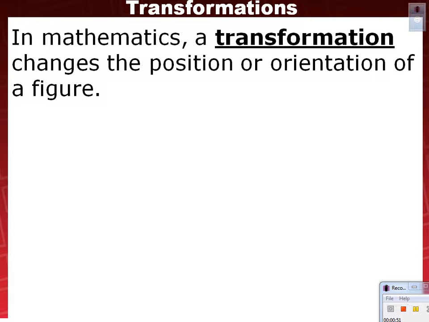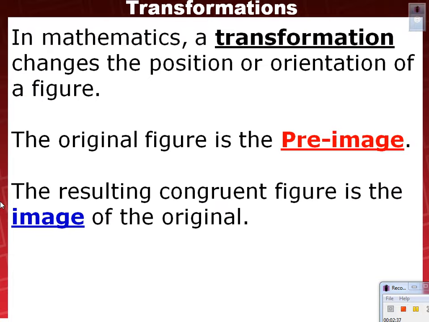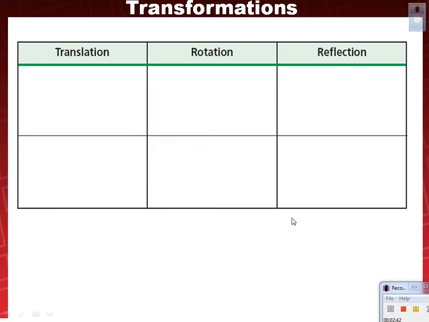When I ask you to copy a diagram or something, a polygon or any image, we're going to label that the pre-image. What do we call it? Pre-image. Once we apply the transformation to that, our new figure will be called the image. Okay? With that said, copy this table, please.